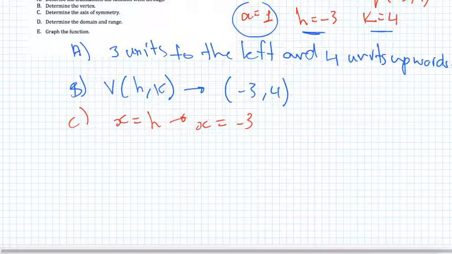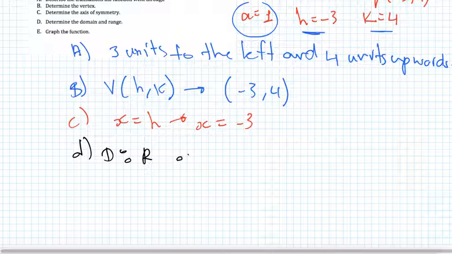Next question is D. Let's see, another color. D says, determine the domain and range. The domain and range of the function, as you know, the quadratic function extends from negative infinity to positive infinity on the x domain. So basically, its domain will be all real numbers. All real numbers are fine. Or you can write it like this, from negative infinity to positive infinity. Of course, both of them not included.